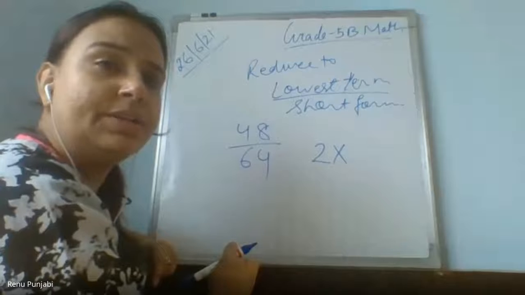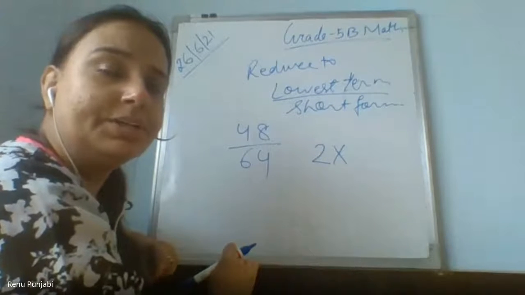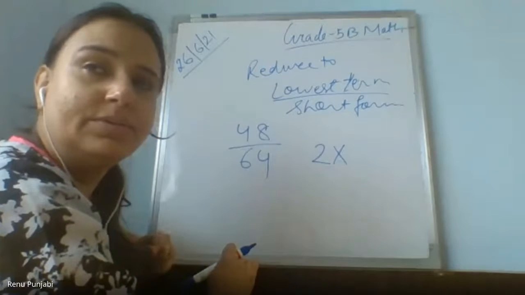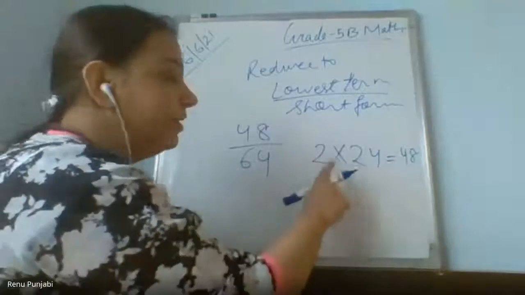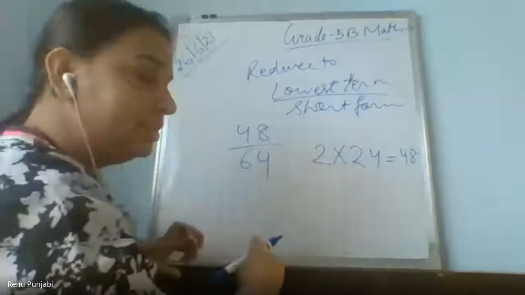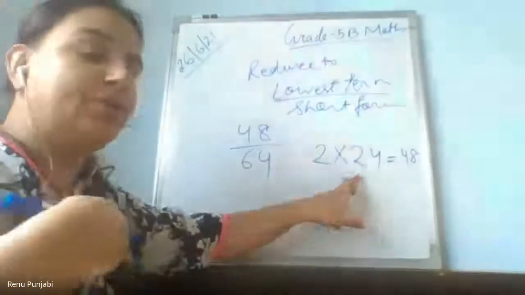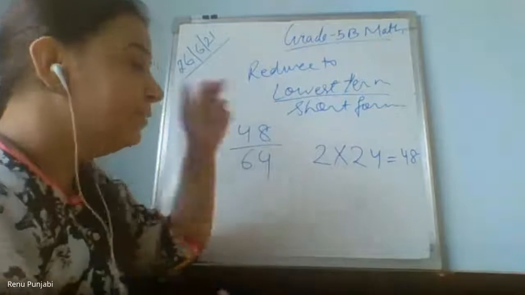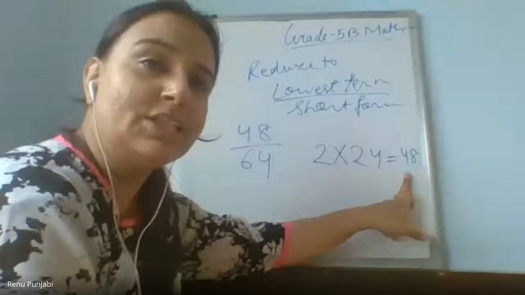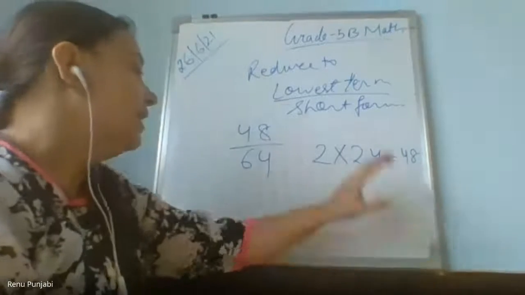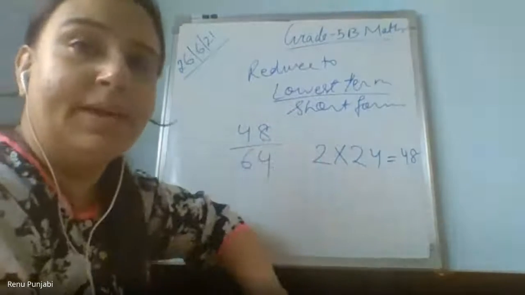What is the question that will come? The quotient when you divide 48 by 2. 24. So 2 multiplied by 24 gives you 48. Means 2 times when you are doing 24, 2 multiplied by 24 is equal to 48. Yes or no? Now, is 48 coming in the 3 table?